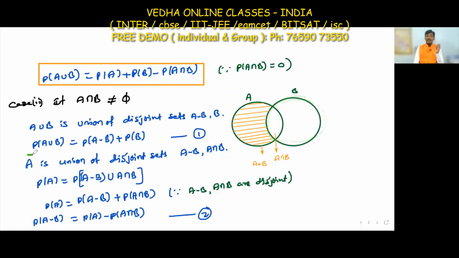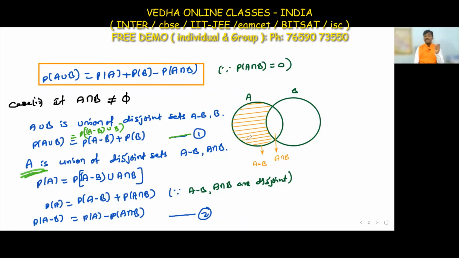Now I am taking probability of A union B. A union B is nothing but the union of A minus B and B. So probability of A union B is equal to probability of A minus B union B. Since they are disjoint sets, we get plus in the middle: probability of A minus B plus probability of B. Take it as equation number 1.